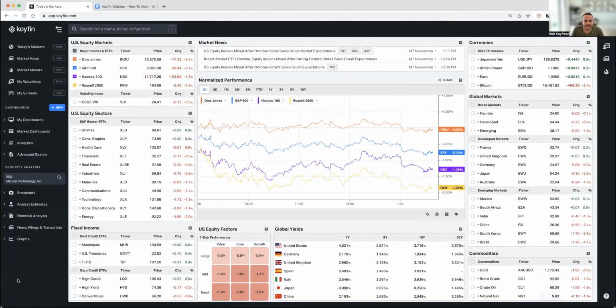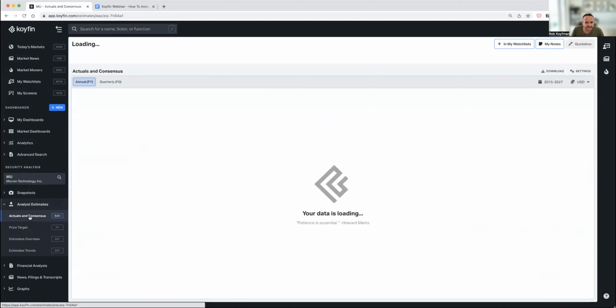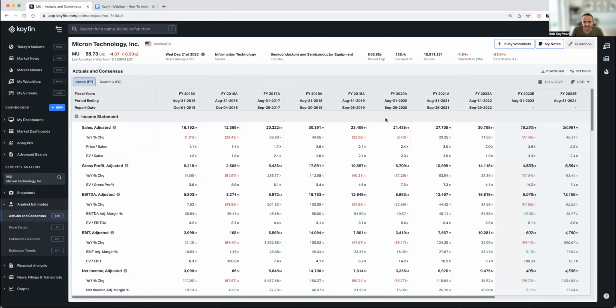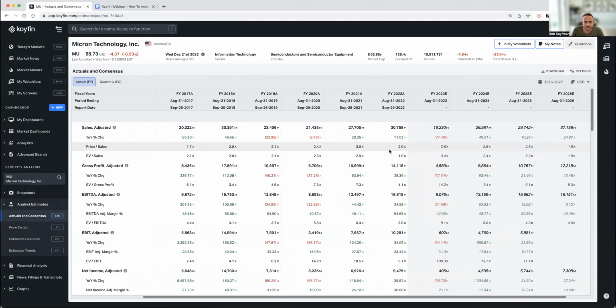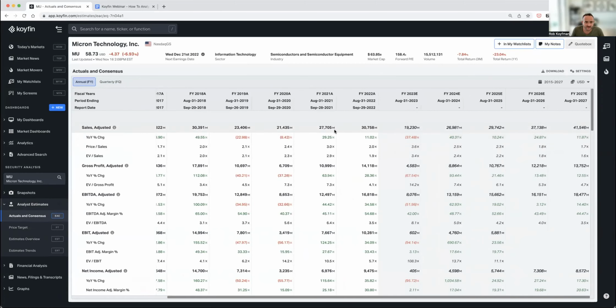It's a highly cyclical company, and so growth rates matter a lot there. So I'll show you why and how that looks. But if we go under analyst estimates to actuals and consensus, this is a snapshot that we released several weeks ago. It's really awesome. It's gotten a lot of good feedback. So if you're not using the snapshot, make sure you take a look at it.